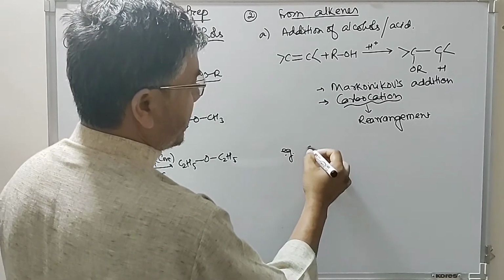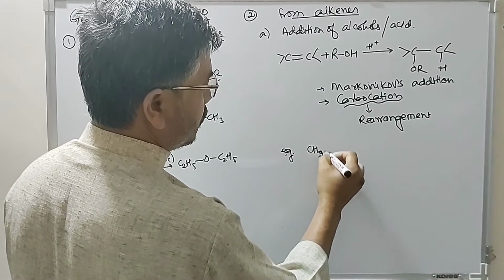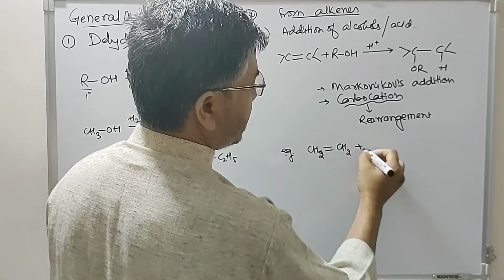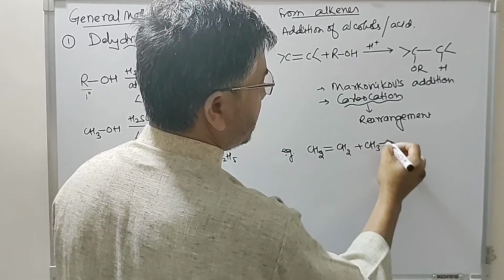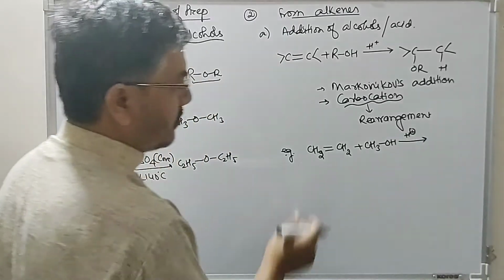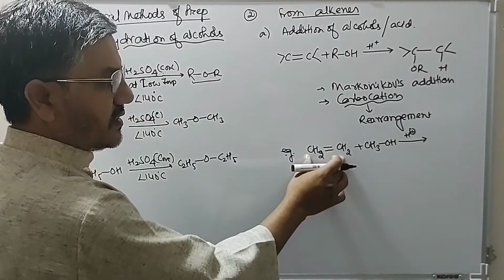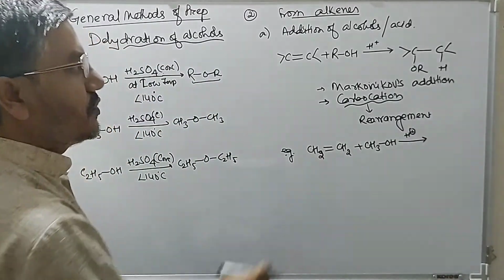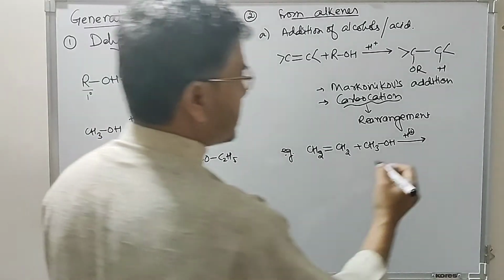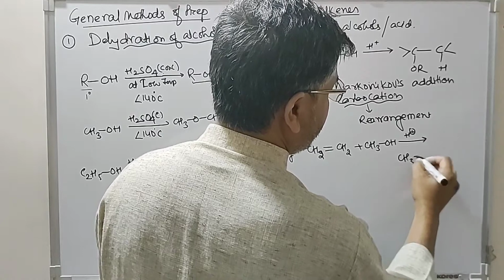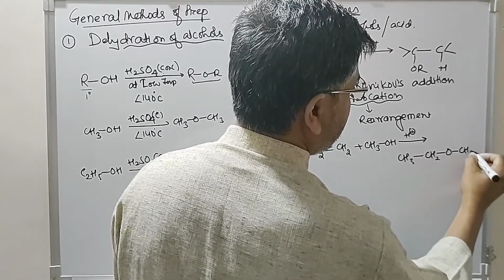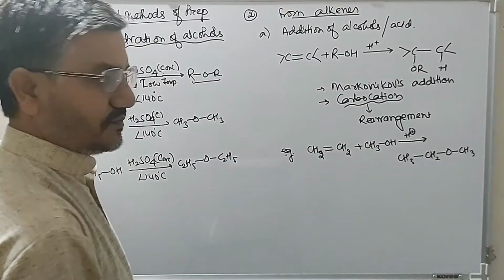Take this. We have started with CH2 double bond CH2. This reacts with methanol in presence of acid. Now both the carbons of the alkene are symmetrical, so there is no question of Markovnikov's rule or anti-Markovnikov's rule. We get this CH3CH2OCH3. This is the ether.